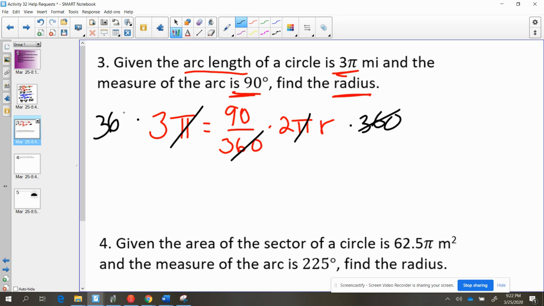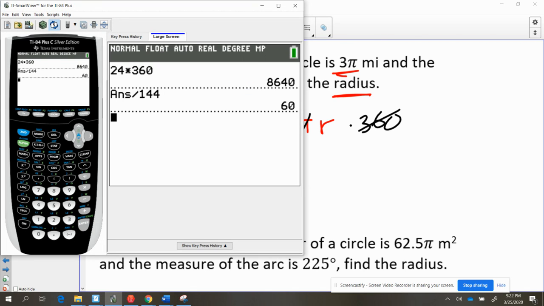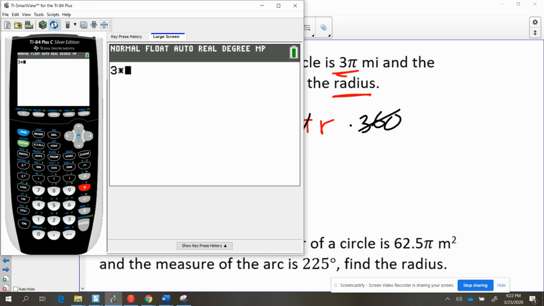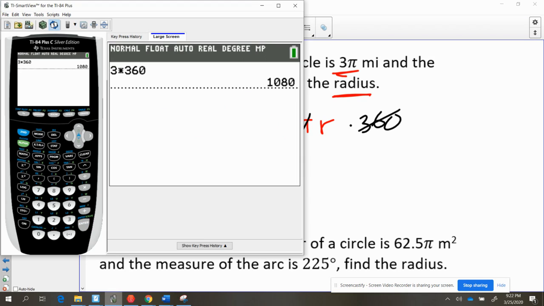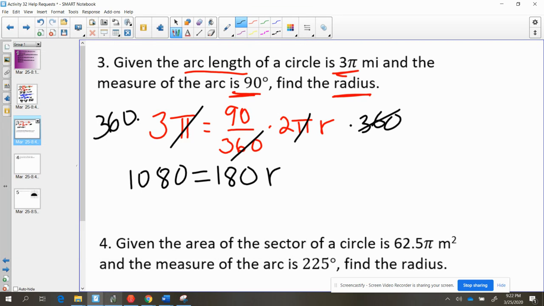So we end up taking 3 times 360, which is 1080. And then on the right hand side, we have 90 times 2, which is 180 r. Divide by that 180, and r this time is 6, and our units were miles, so 6 miles.